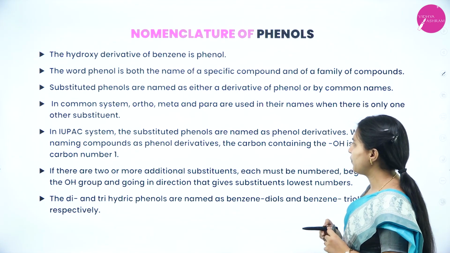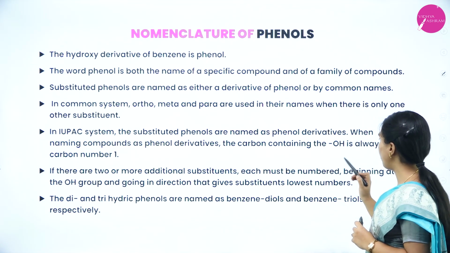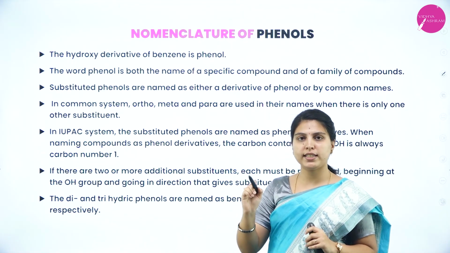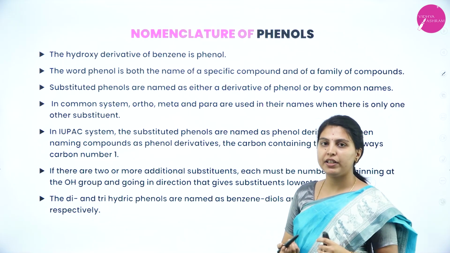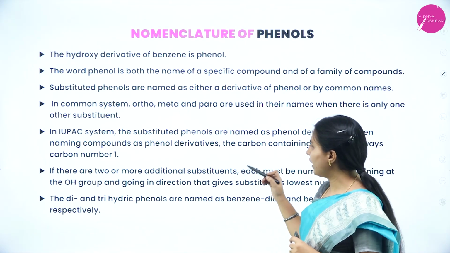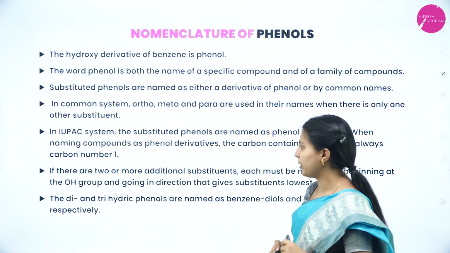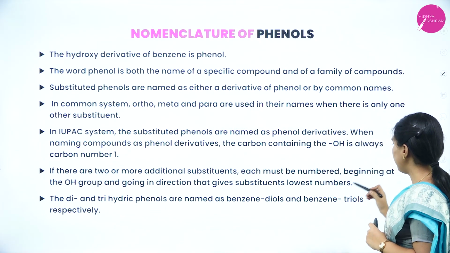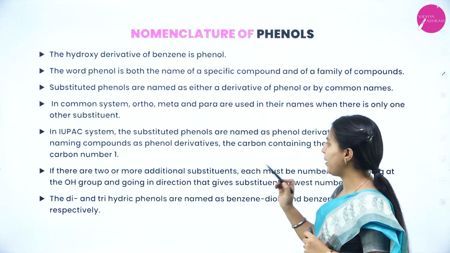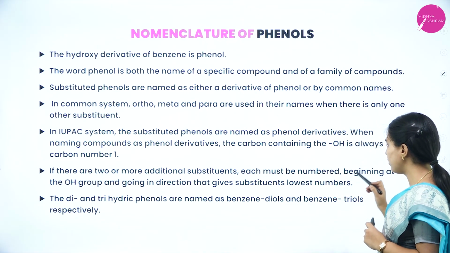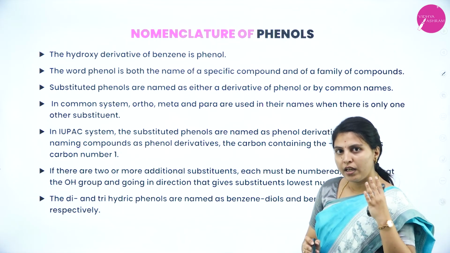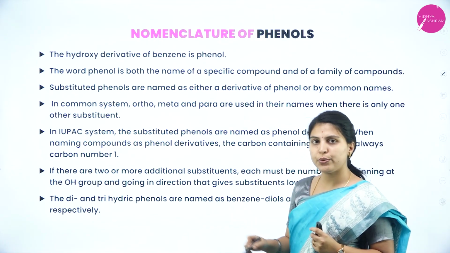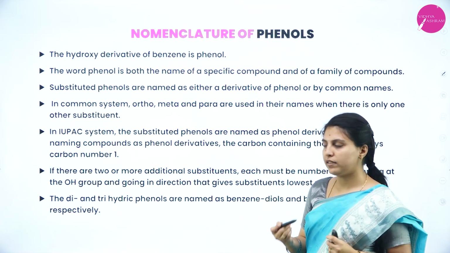When naming compounds as phenol derivatives, the carbon containing OH is always carbon number 1. In the IUPAC system, if no other substituents are attached there, that carbon is considered the first carbon. If there are 2 or more additional substituents, each must be numbered beginning at the OH group and going in the direction that gives the substituents the lowest numbers. OH will be first, and the numbering proceeds towards the next substituents.